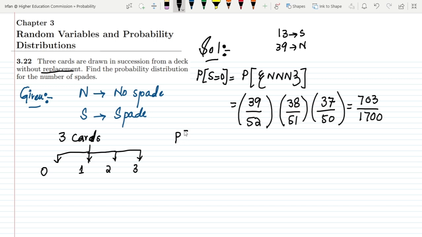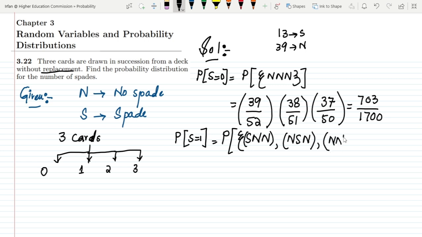Similarly, for the probability of S equal to 1, where we have only one spade, what are the options? Either the first item will be a spade while the other two are non-spade. The second one would be that the second item is a spade, while the first and the third are non-spade. The third one is that the first two items are non-spade while the third one is a spade.